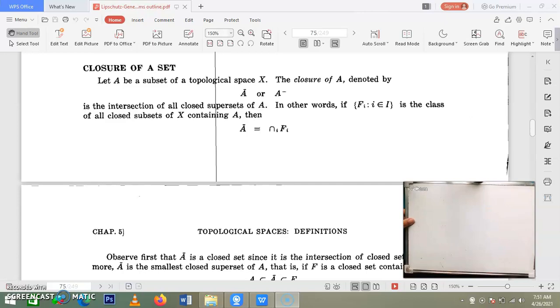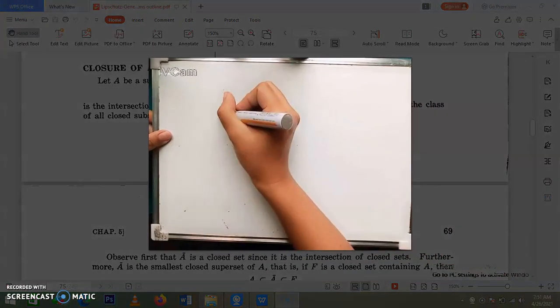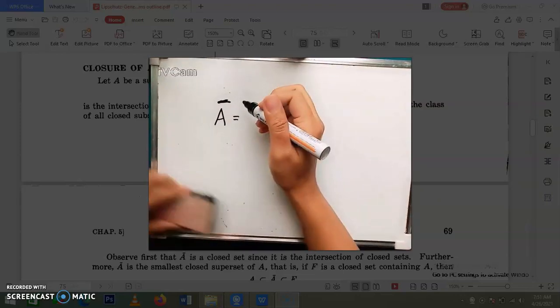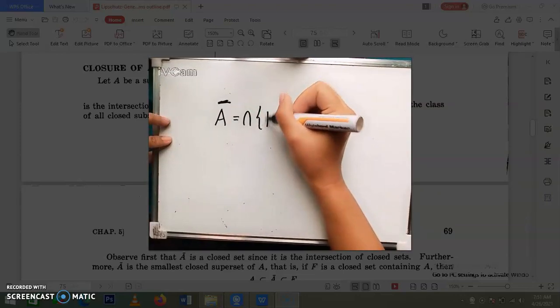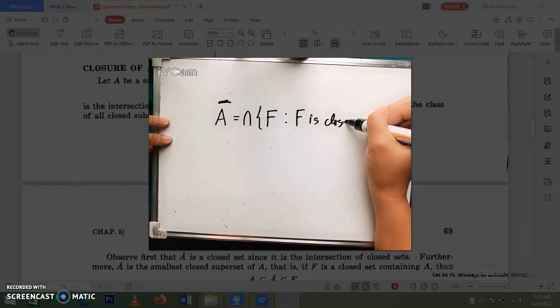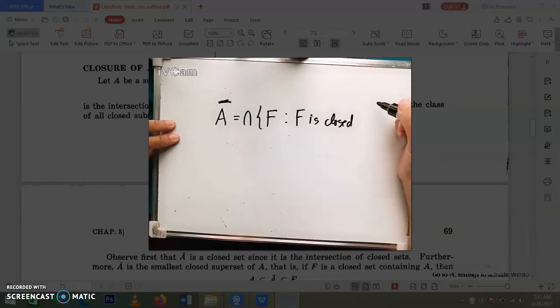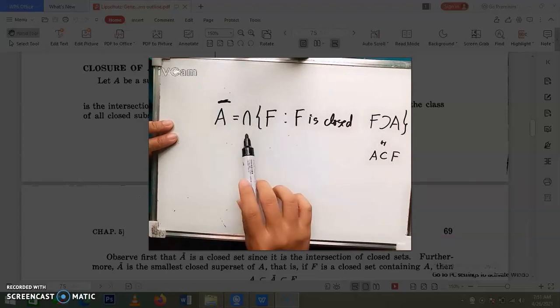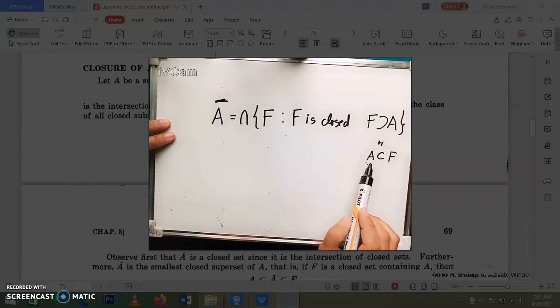The closure of A can be denoted by the intersection of all closed sets F. Here F is closed, all closed supersets of A. So in that case, F is a superset of A, or we can write this as A is a subset of F. Or it is the intersection of all closed sets containing A, or closed supersets of A.